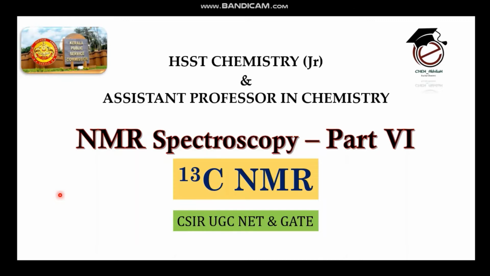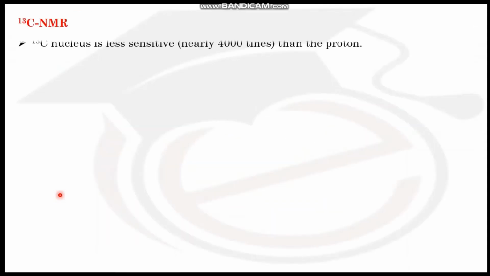In proton NMR we have discussed the number of signals, chemical shift, and what the difference is. The chemical shift values will be different, but the theory or the base will be the same for any of the NMR. Okay, now let's have a look at C13 NMR.